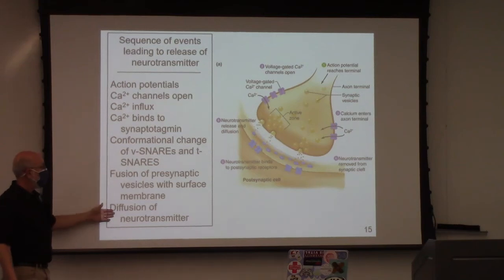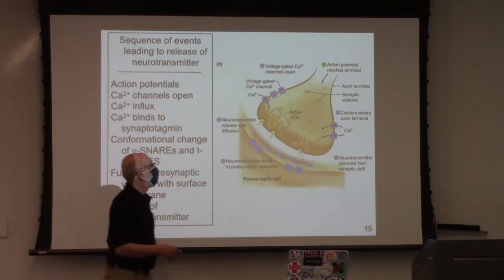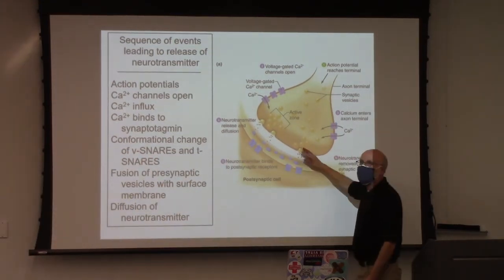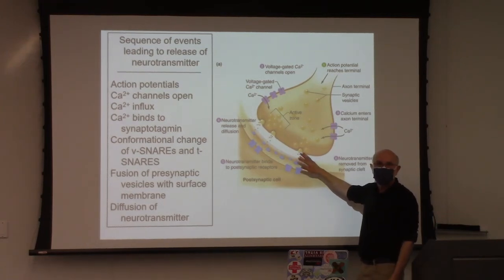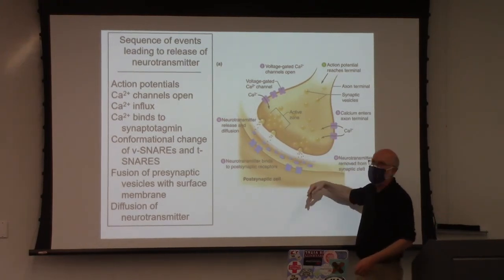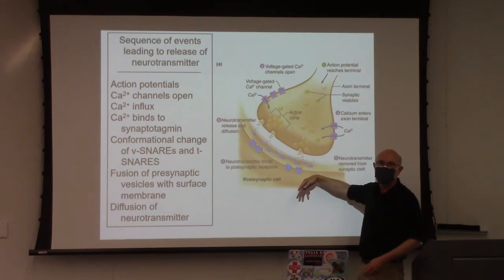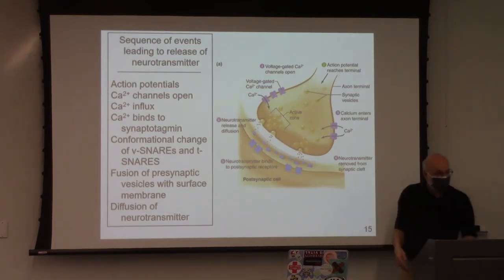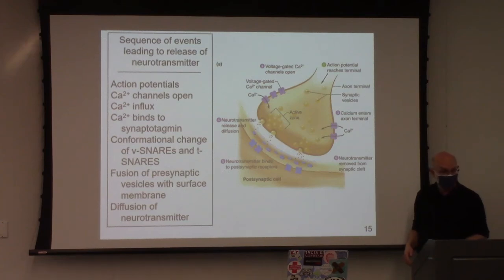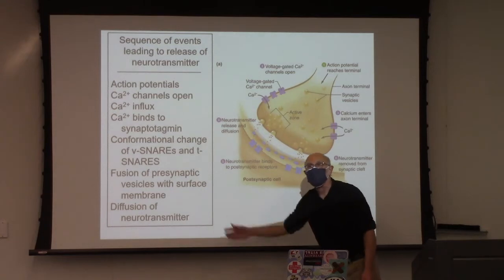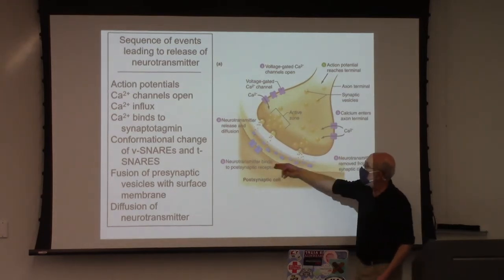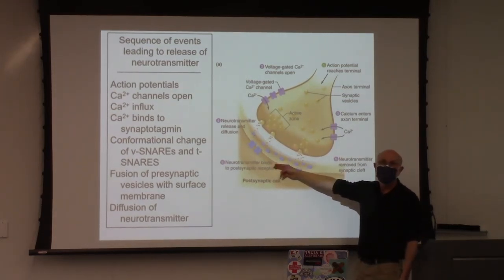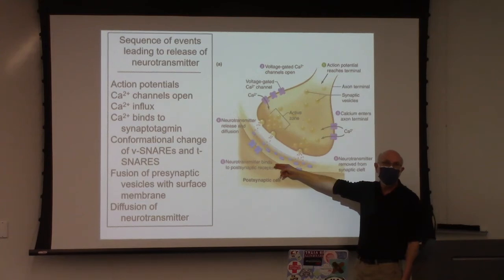Release of neurotransmitter. Oh, I forgot to mention one of my favorite processes, the neurotransmitter diffuses. Right? The neurotransmitters diffuse. They aren't sucked into the postsynaptic cell. They diffuse and bind to the receptors. I didn't cover, well, we didn't get to, I guess I ran out of space before we got to binding to postsynaptic receptors and activating them.